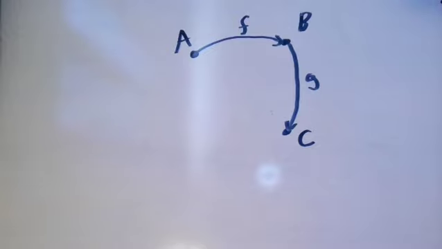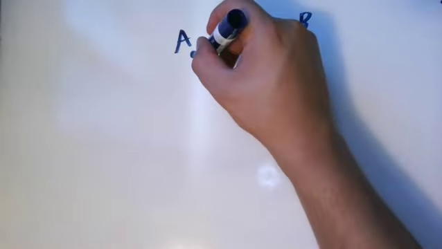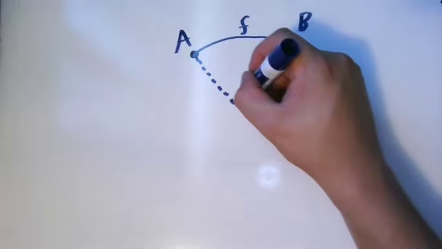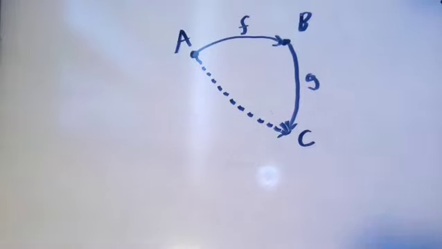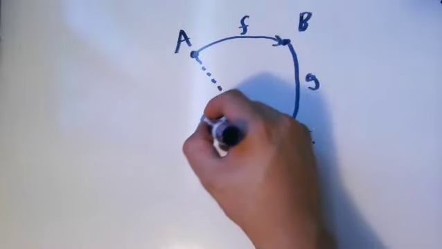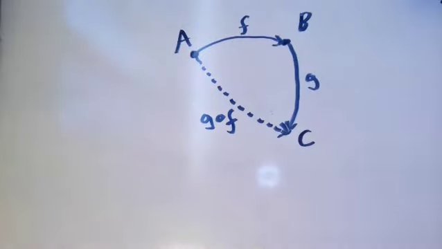In these structures, it is often possible to define a composition mapping for any two mappings. For example, for a mapping F from element A to element B, and a mapping G from element B to element C, we can define the composition of F and G directly from element A to element C, known as G after F, which corresponds exactly to applying the mapping F and then the mapping G.